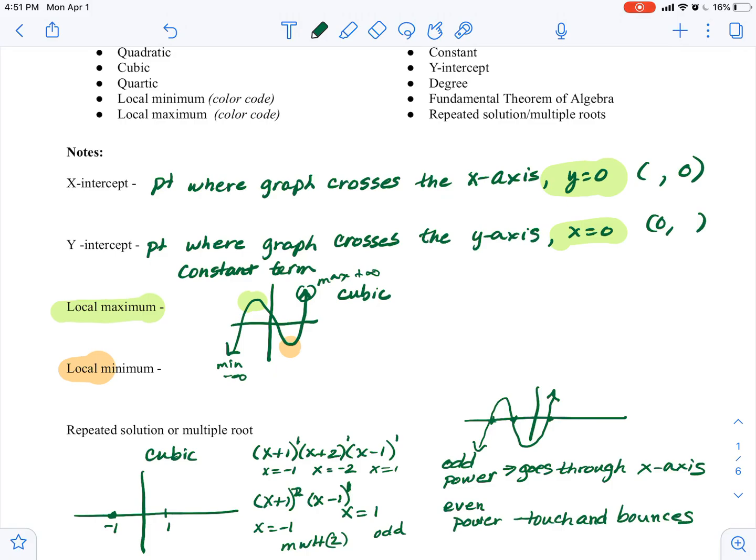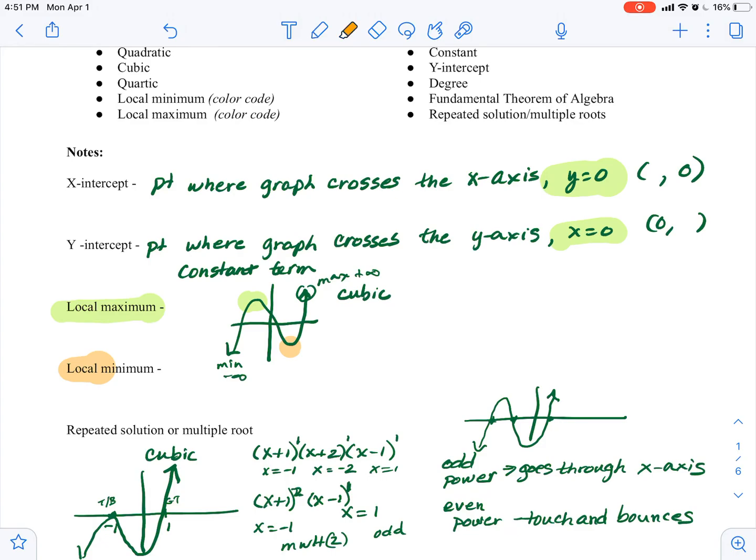So I'm going to touch and bounce at -1, and sometimes I'll put TB, touch and bounce, and go through, however you want to do it. So what that means is I'm going to come up, I'm going to touch and bounce, come down, and go back through. Okay, so that's what I mean by touch and bounce. It's not going to go through.